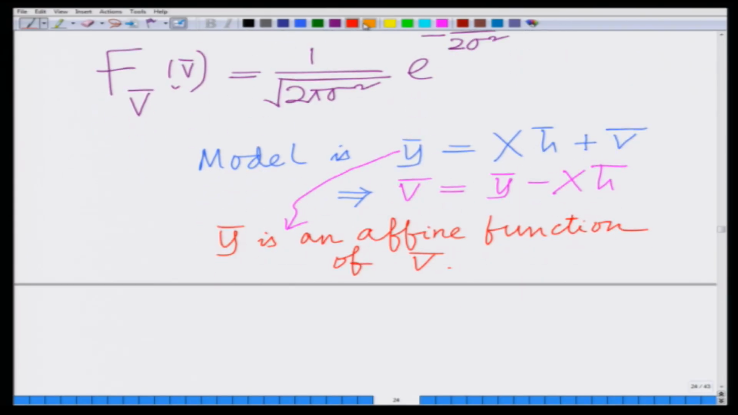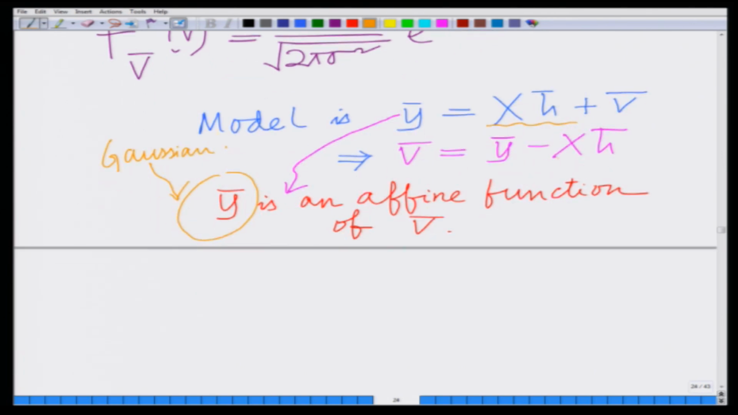So, Y bar is in turn a Gaussian random variable. That is, if you take a Gaussian random variable and you shift it by some constant, then what you get is basically a Gaussian random variable, correct. So, Y bar is also a Gaussian random variable, in fact a Gaussian random vector in this context, because it is a vector. So, Y bar is Gaussian in nature, and also observe that V bar is 0 mean. So, the mean of Y bar, or expected value, is x h bar.